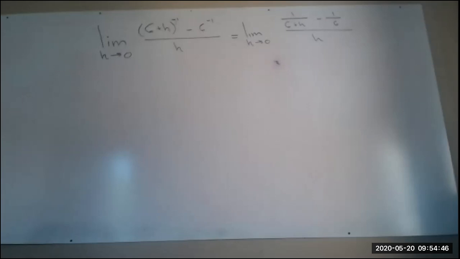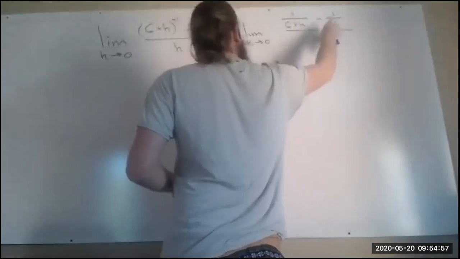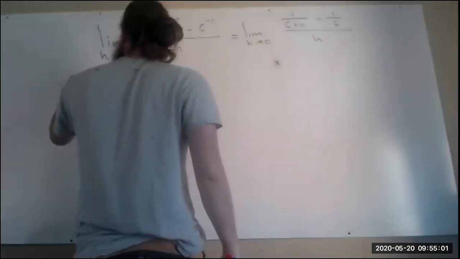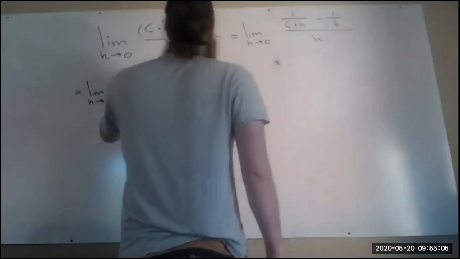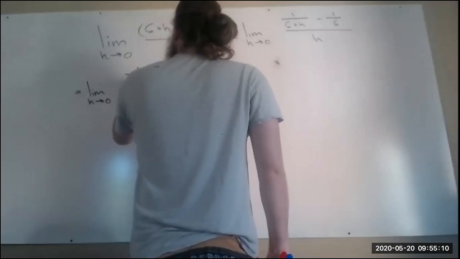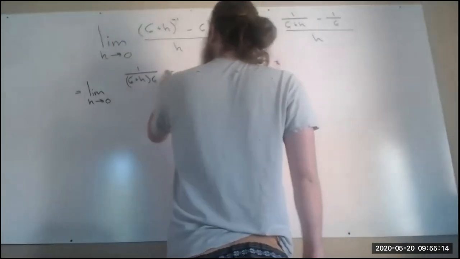So if I want to clean up the numerator, I need to combine those two fractions. That means I'm going to have a common denominator. And between 1 over 6 plus h and 1 over 6, the only reasonable denominator is 6 times 6 plus h. So I treat this as the limit as h goes to 0 of 1 over 6 plus h times 6 minus, 6 over.